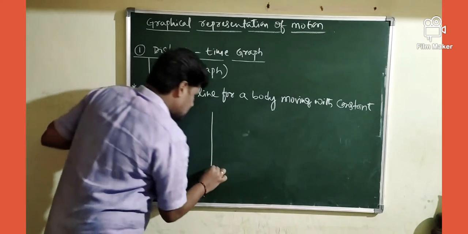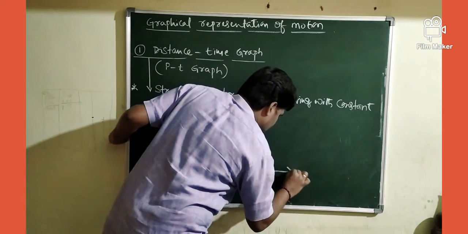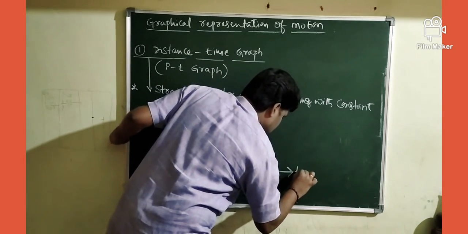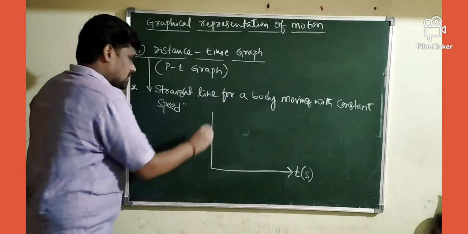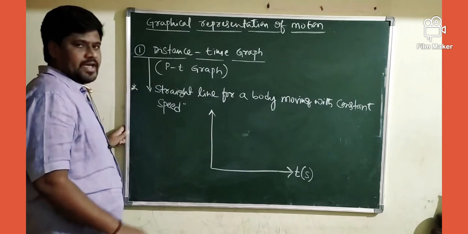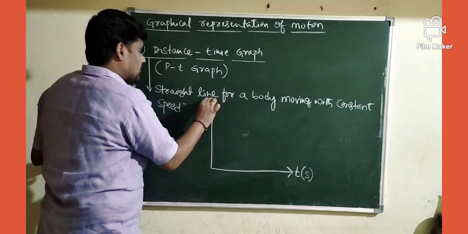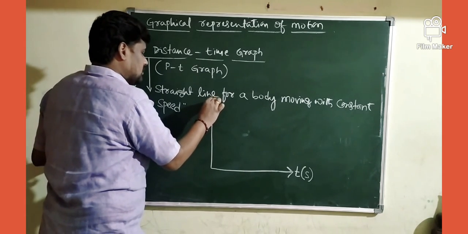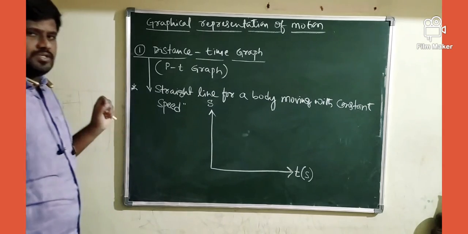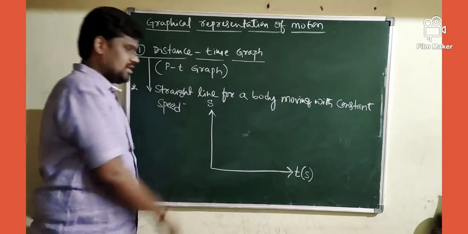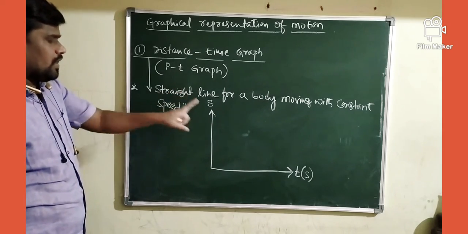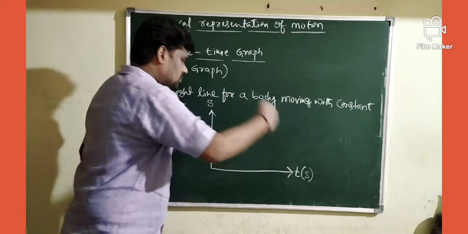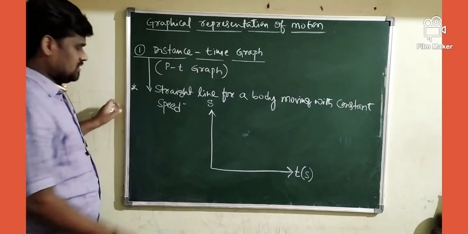As I said, time is taken along the x-axis. I am taking time in seconds. Which parameter are we taking along the y-axis? Distance travelled by the body. You know very well, generally the distance travelled by the body is denoted by S. Distance travelled is taken along the y-axis, and time along the x-axis.